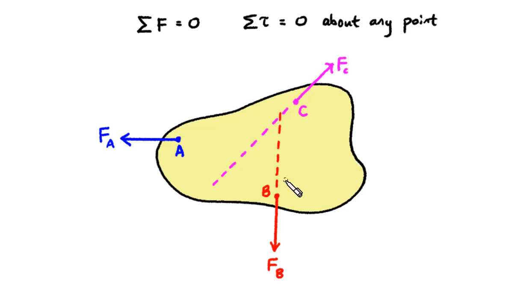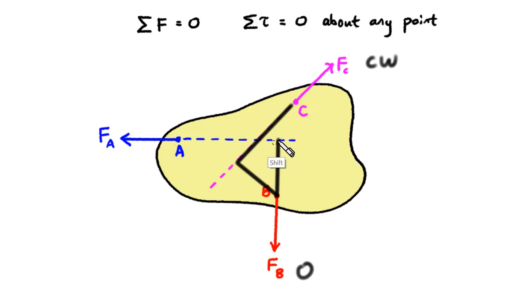So how about we take moments about B instead? If we take moments about B, then force B will produce zero moment. Force C will produce a clockwise moment, whereas force A will produce an anti-clockwise moment. So again, it's possible for the net moments to be zero about B, but it's not conclusive.